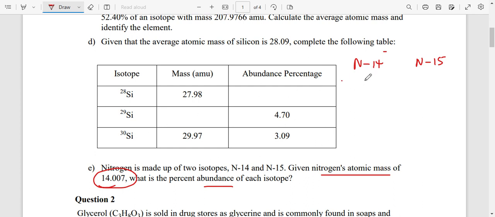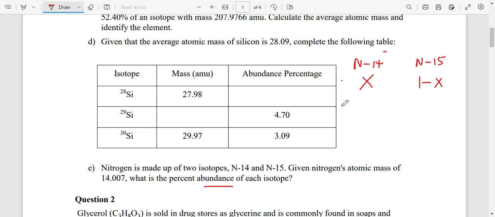Now, if the abundance for nitrogen 14 is X, the abundance for nitrogen 15 is going to be 1 minus X. Like we know that the abundance should add up to 1, right? 1 is the same as 100%. So if 1 is giving us X, what should be the other value, such that when we add them, they give us a 1. So the other one is going to be 1 minus X. That's why I've taken that as the abundance. If I want, I can say if this nitrogen 15 is Y, then nitrogen 14 is going to be 1 minus Y.